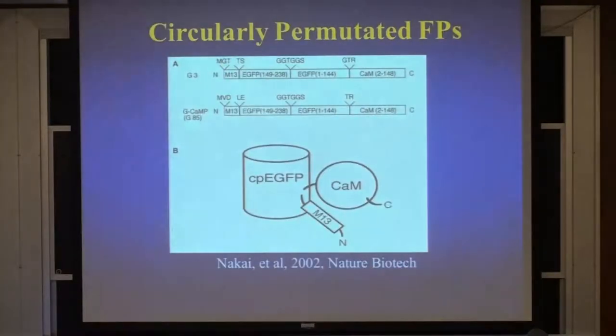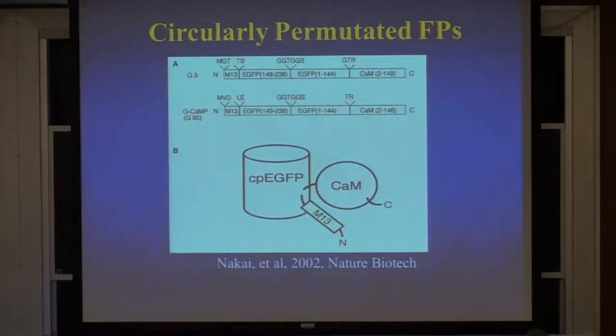I want to introduce one example, how people can utilize circularly permuted fluorescent protein to measure intracellular biochemical signals. So this is one example. People can create a circularly permuted enhanced green fluorescent protein and then attach the two terminals with a calmodulin molecule and M13. And it's known that calmodulin can bind to calcium. Whenever calcium binds to calmodulin, it will start to interact with M13. So this interaction would cause the fluorescent property change of the cpEGFP. Okay? And therefore, color will change, and you know calcium is binding, right?